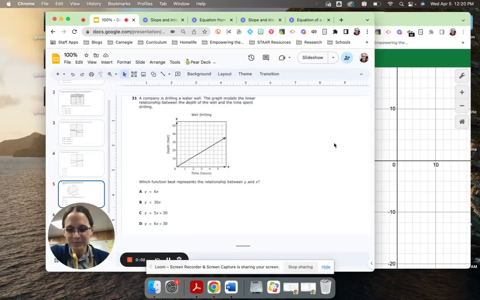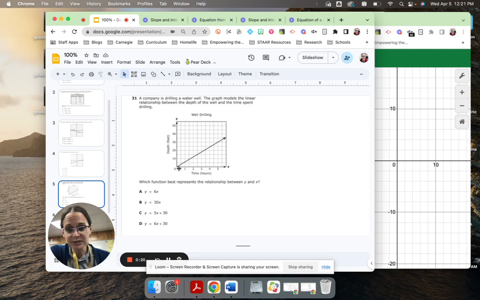This is one of those problems. When you see it on your STAR test, you know you're going to get it right. And here's why. Let's take a look at it. It says a company is drilling a water well. The graph models the linear relationship between the depth of the well and the time spent drilling. Which function represents the relationship between y and x?